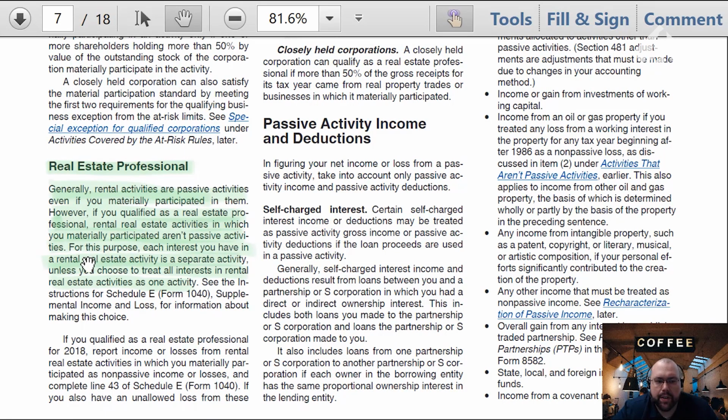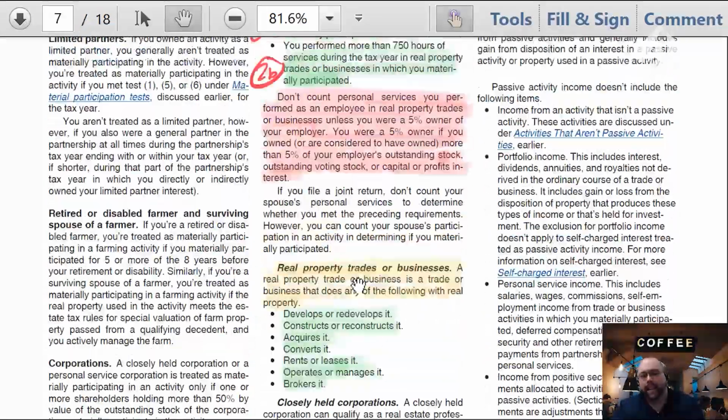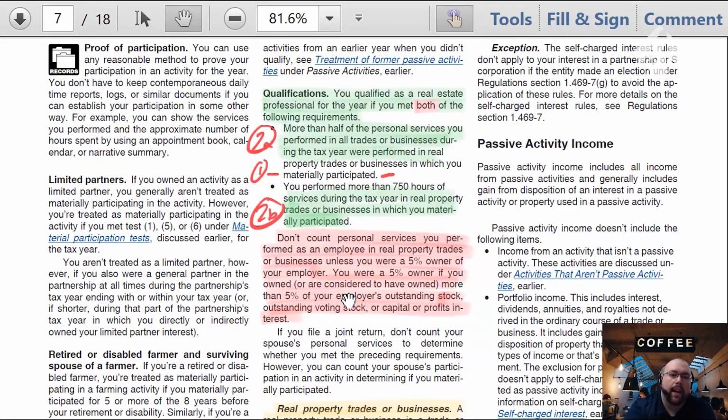For this purpose, each interest you have in rental real estate activity is a separate activity unless you choose to treat all interests in real estate activities as one activity. So what is that telling us? It means, and we have seen other CPAs miss this before, that you have the ability to aggregate all of your real estate activities under this real estate professional status versus having to qualify on a per property basis. Okay. This is one, like I said, sort of one of those things that happens behind the scenes when Anderson is working with you or wants you to, or says that you may get some benefit out of qualifying as a real estate professional.